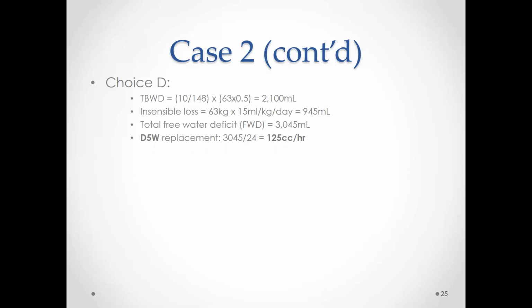Now, if we want to use D5 half normal saline, then we can, since the half normal saline has half water in there, we can double the rate, and it would give us a similar result, just not as efficient as this.